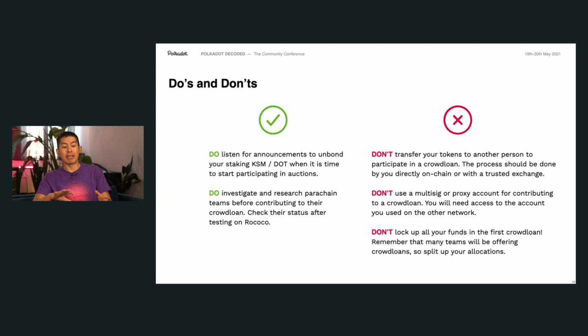So now that we've covered all the basics of crowdloans and auctions, let's go over some of the do's and don'ts. First, you definitely do want to listen for announcements to unbond and unstake your staking KSM or DOT when it comes time to start participating in these auctions. And you absolutely want to investigate and research the parachain teams before contributing to any of them. Remember that this is a completely open and permissionless process. So you could expect there probably will be teams with malicious intent out there trying to lock up your KSM in some not worthwhile auction.